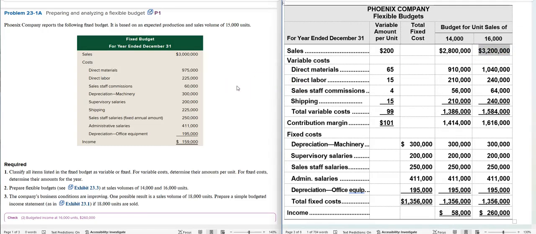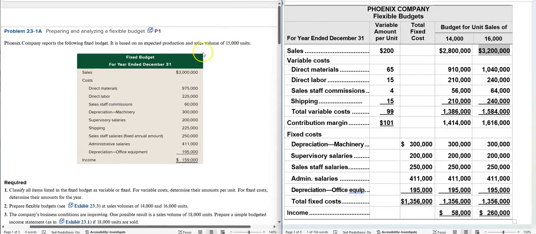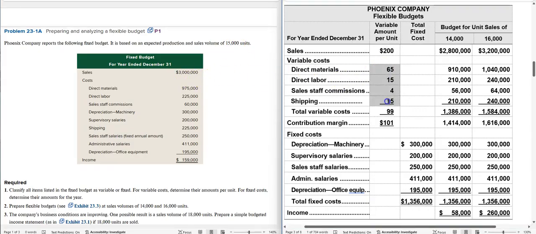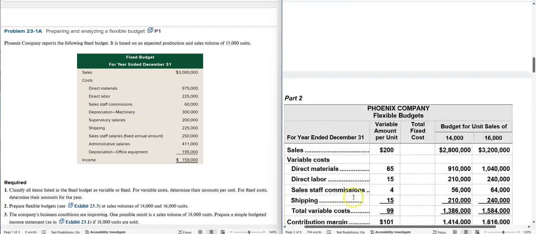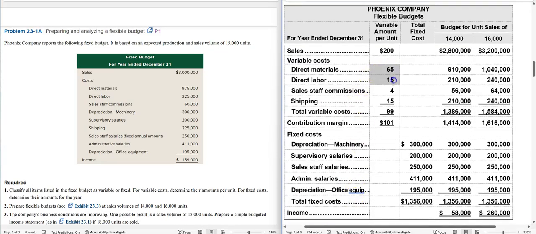Take a step back, big picture. Remember, all we're doing here is preparing additional budgets. We're using the budgeted amount per unit and multiplying it by the budgeted level of units. Okay, we're going to do the exact same thing for our variable cost. And remember, these numbers are just coming directly from our calculations above. Multiplying each of these times 14,000 units, we come up with the variable cost incurred for a budget of 14,000.